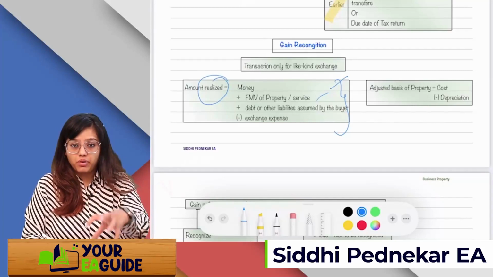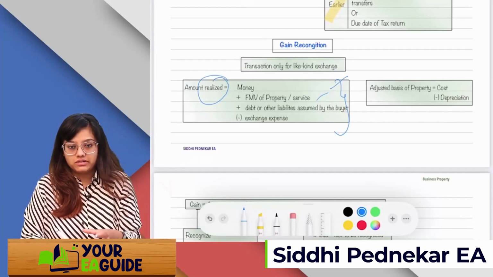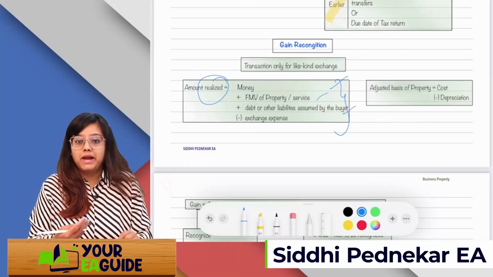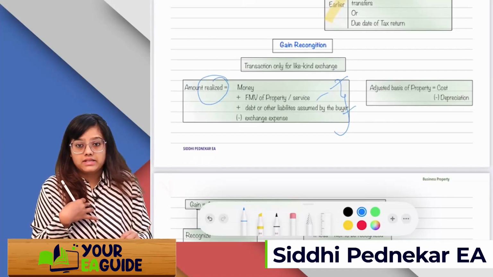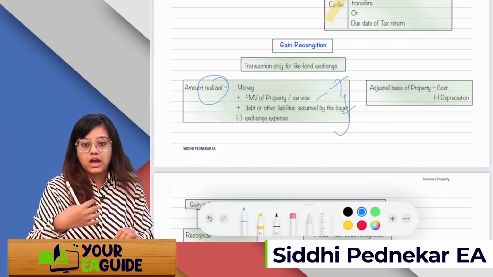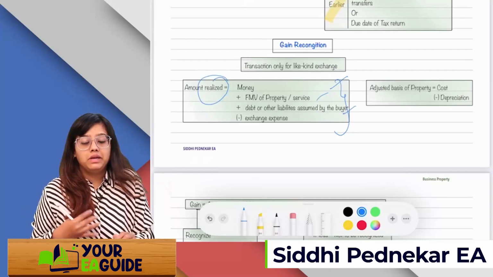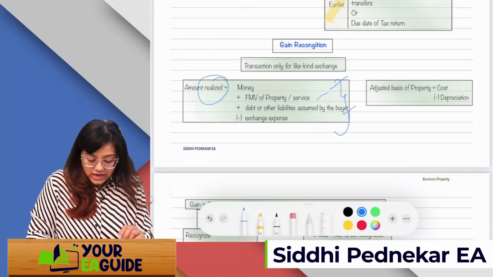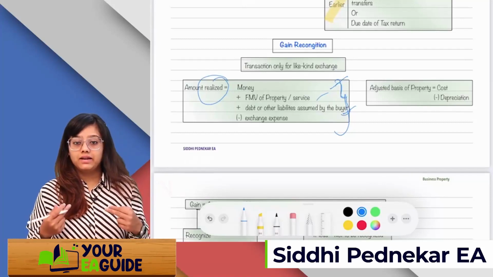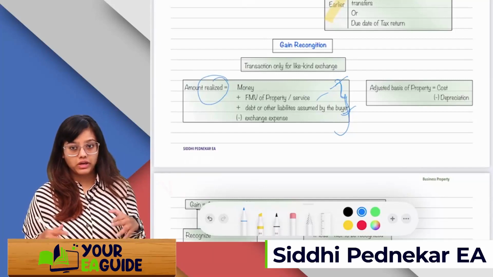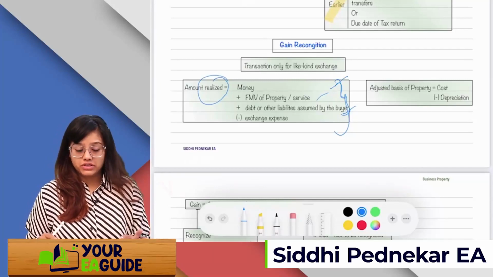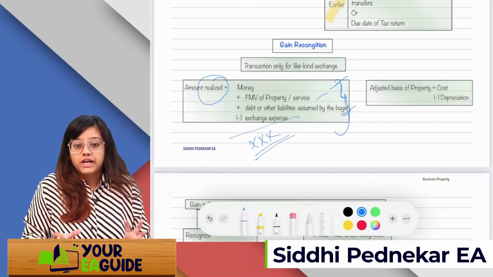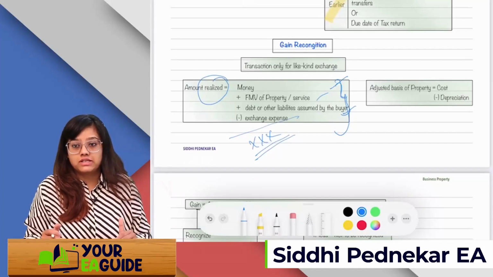Plus, if along with the property you are giving up there is any debt or obligation attached to that property, that also you will add. Why? Because it is a benefit for me, the seller, but it is assumed by the buyer. Till now the mortgage was paid by me, now it is going to be paid by the buyer. So that benefit I'll also add, minus any exchange expense if I have paid. This is the amount which I have realized in total in the exchange transaction.